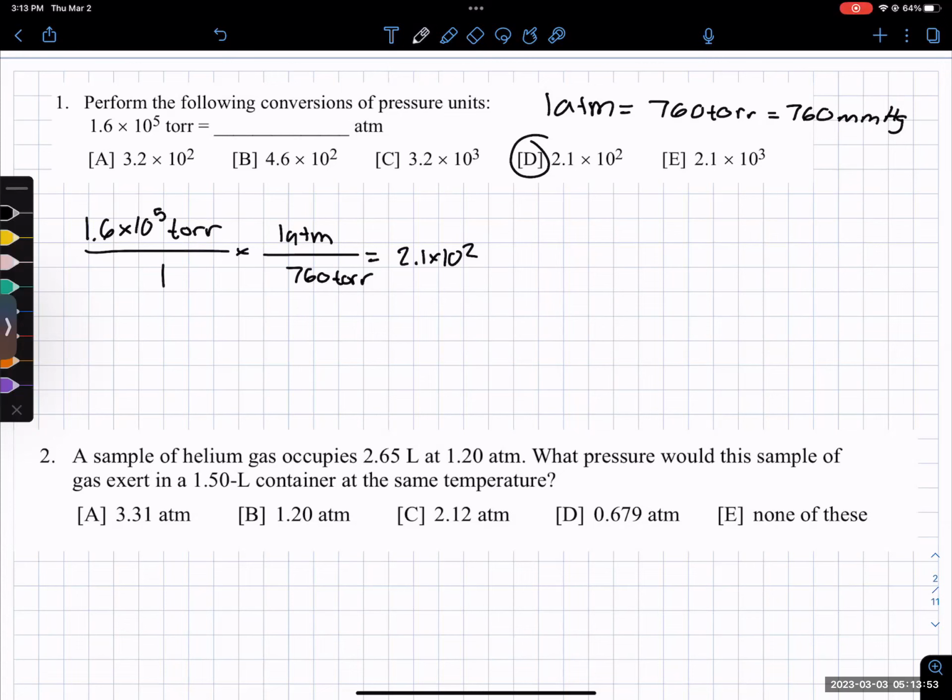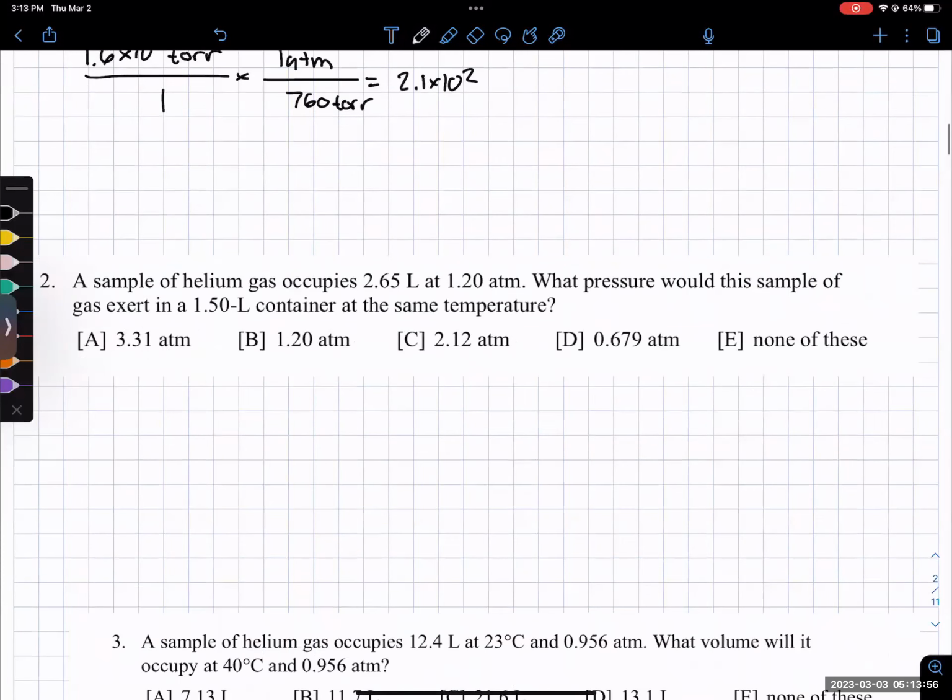Awesome. Sweet. All right. So a sample of helium gas occupies 2.65 liters at 1.2 atmospheres. What pressure would the sample of gas exert in a 1.5 liter container at the same temperature? All right, so are we increasing or decreasing volume? Okay, so we're going from 2.65 liters to 1.50 liters. So could we predict using some principles, should the pressure increase or decrease if we decrease the volume?